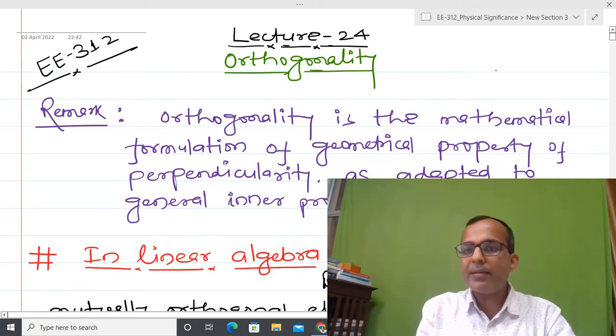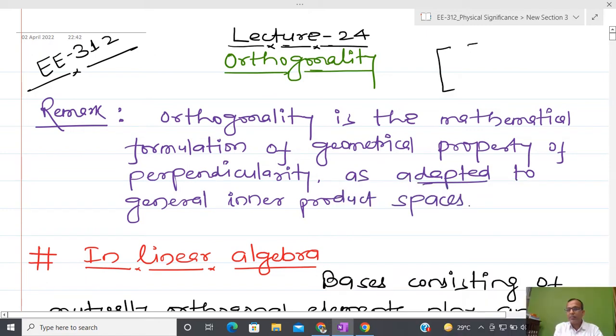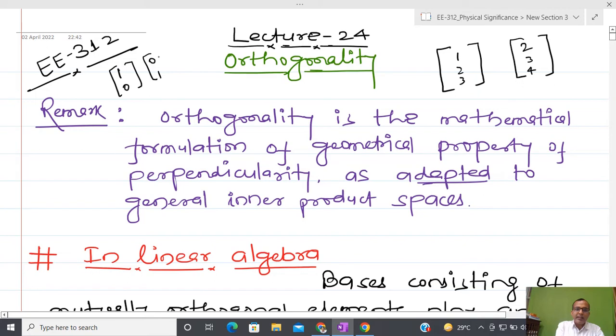If I have some kind of column vector where everything is in the form of real numbers, then during our school days we have already seen how, using the dot product, one can talk about whether two vectors are perpendicular or not. We have seen that if their dot product equals 0, then the two vectors are perpendicular. Suppose I consider these two vectors, 1 0 and 0 1. If you take the dot product of these two, it equals 0. In that way we say that these two vectors are perpendicular.